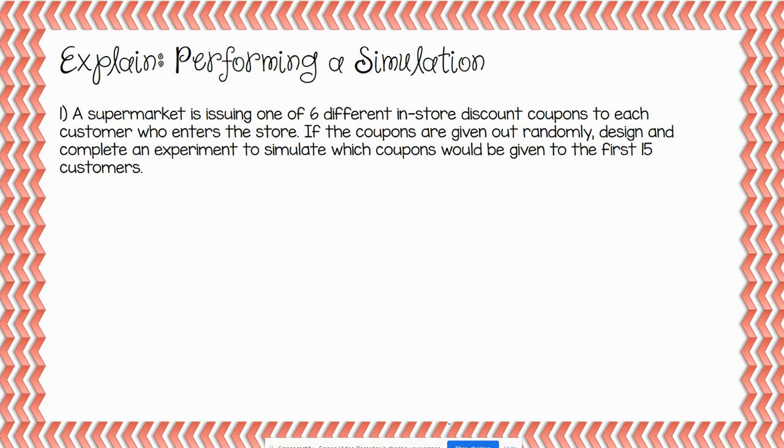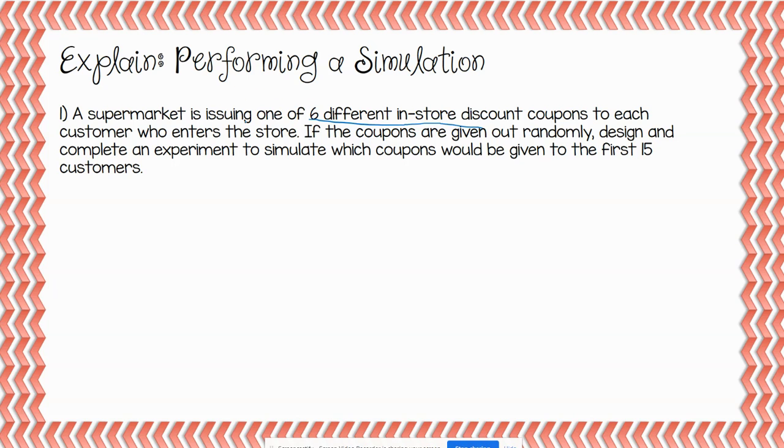Where it says performing a simulation, we are going to actually look at what we could possibly do. Number 1 says a supermarket is issuing one of 6 different in-store discount coupons to each customer who enters the store. If the coupons are given out randomly, design and complete an experiment to simulate which coupons would be given to the first 15 customers. Well, what we're looking at here is the fact that there are 6 different coupons. So if there are 6 coupons, which model could we use? Put your answer in the chat.